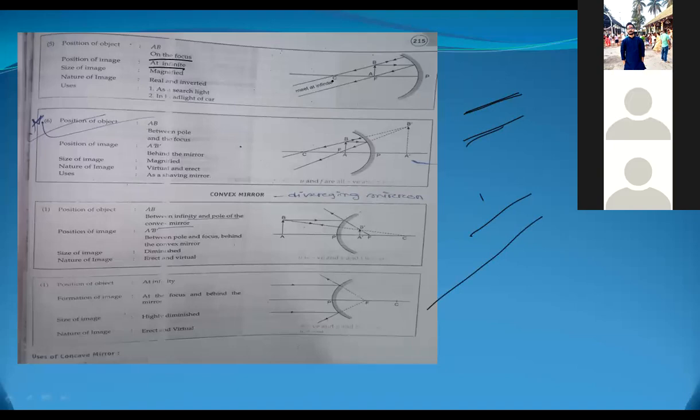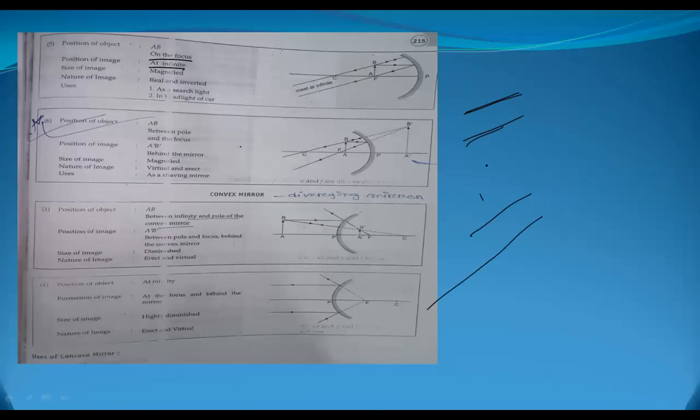So see this one. The position of the object is at the focus, so the image will be formed at infinite. Now see, these two are the parallel lines, and we know the parallel lines do not intersect each other. When you extend this line, it will go on extending. It will not intersect.